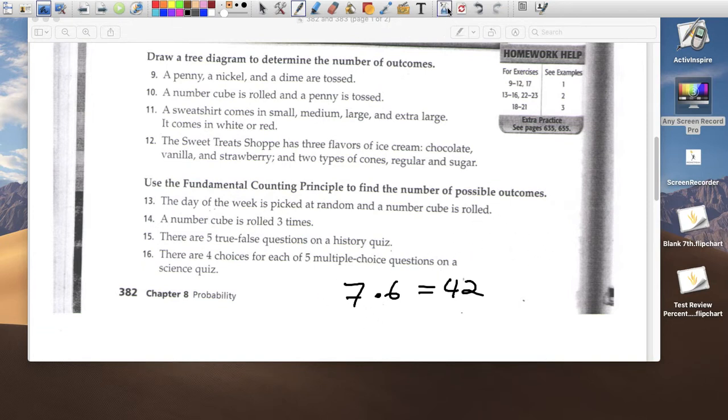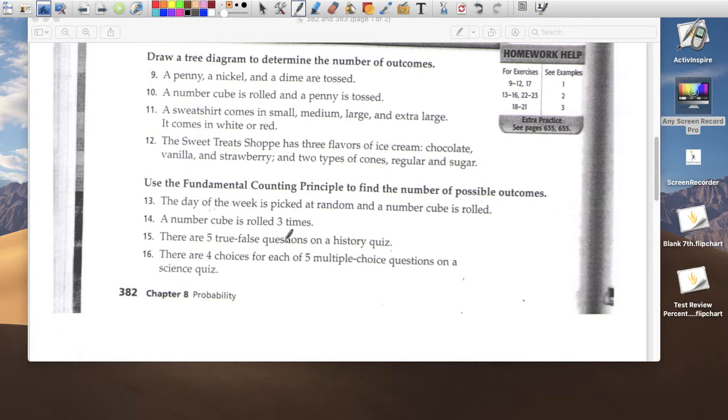A number cube is rolled 3 times. On the first cube, there are 6 different possibilities. On the second cube, there's 6 again. And on the third one, there's 6 again. So 6 times 6 is 36, and 36 times 6 equals 216. So 216 different combinations. You can have a 111, a 123, a 155, a 114. So again, 216 possible things that can happen.